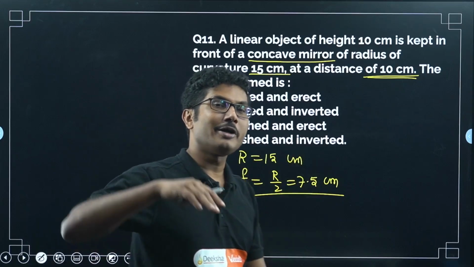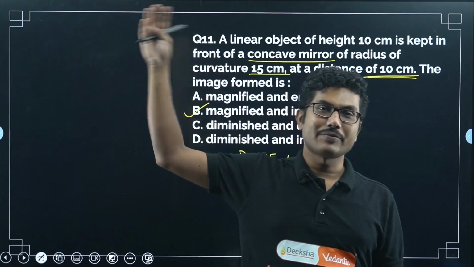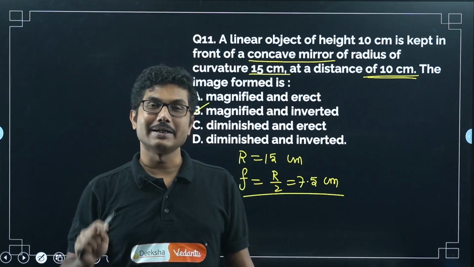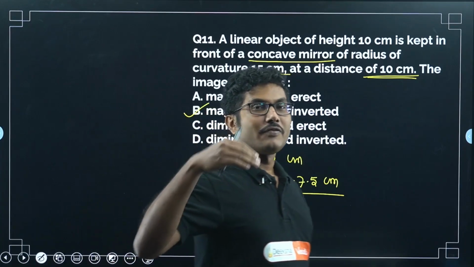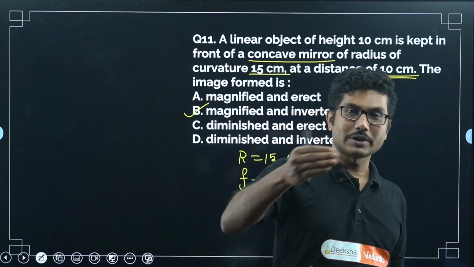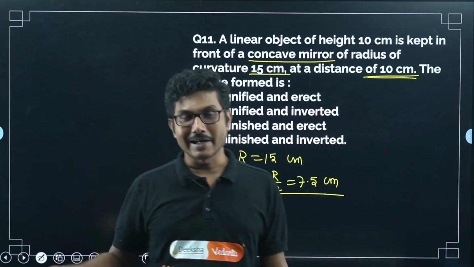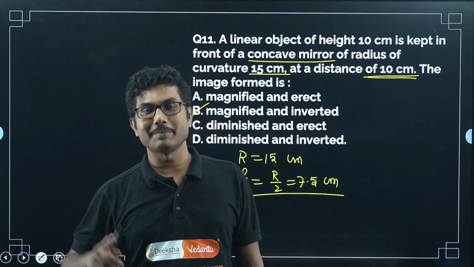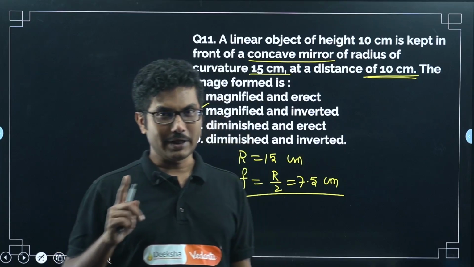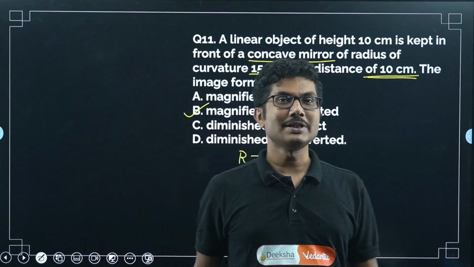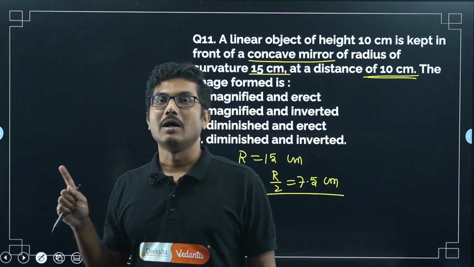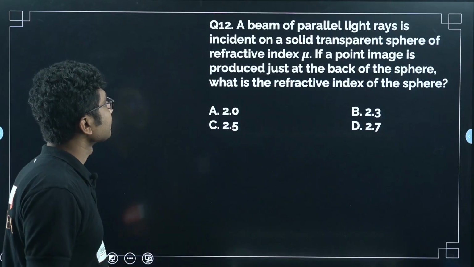If it is beyond R, far away from R, then the image is inverted but not magnified, it is diminished. If the object is closer to the mirror and the distance is less than F, then the image is magnified but erect. In that case it is a virtual image, so remember that. Virtual image means it is erect and magnified.